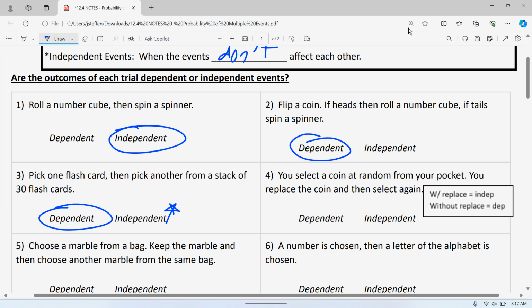Now, again, this one I would say is very much fair game, because I think it's described fairly well. I picked a flashcard, and then I picked another one. If I put it back, I would put it in there. I put it back and pick another one. But honestly, on a test, I'll probably specify either way. So on a test, I would probably change this one to say I pick a flashcard, I put it back, and then I pick another one. Make sure you're on the same page, or the opposite way out as well.